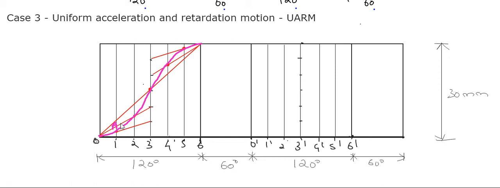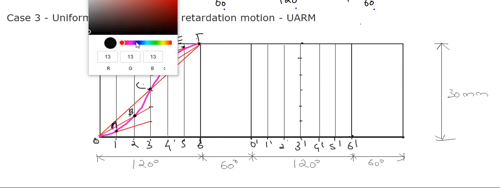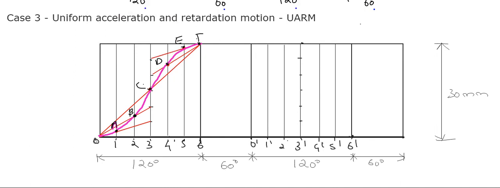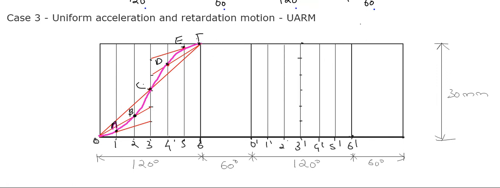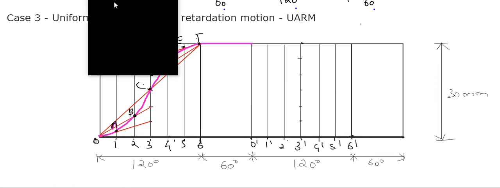So this will be our A, that will be our A. This point will be our B, C, D, E, F. And since it is a dwell in the middle, you can use the same for drawing the dwell with a horizontal line like that. And now for the return stroke also, you follow the same procedure.